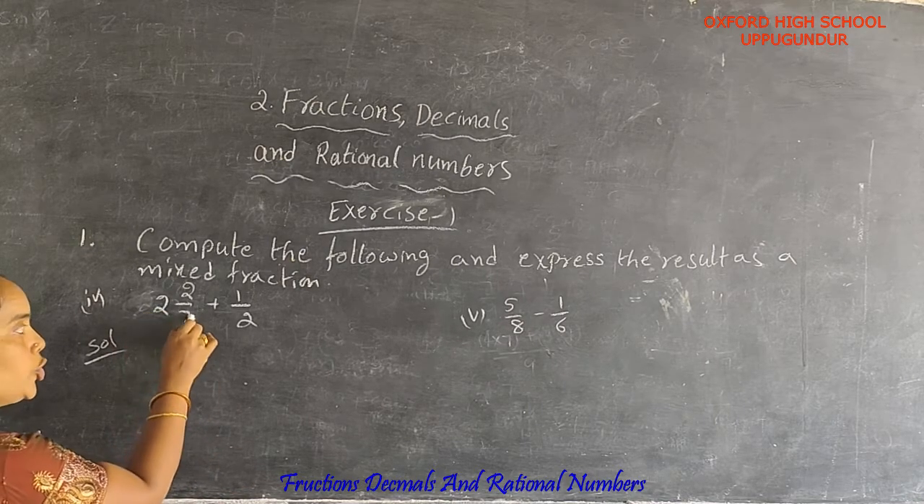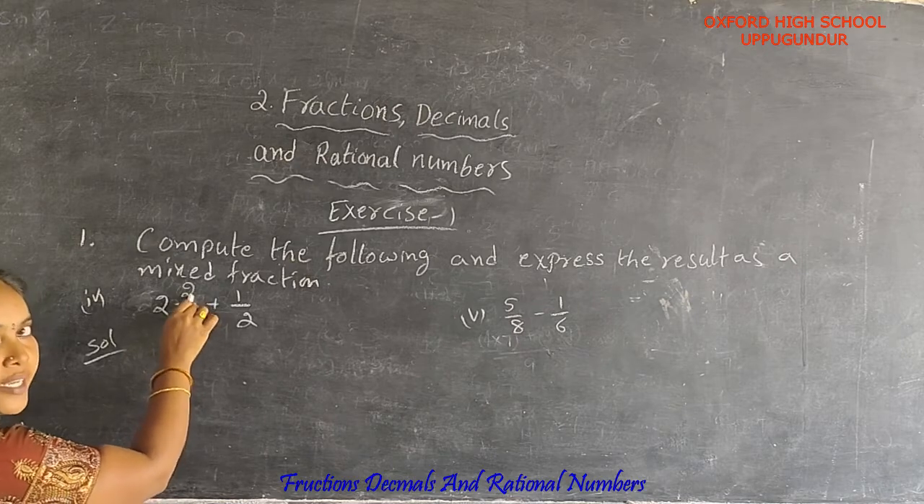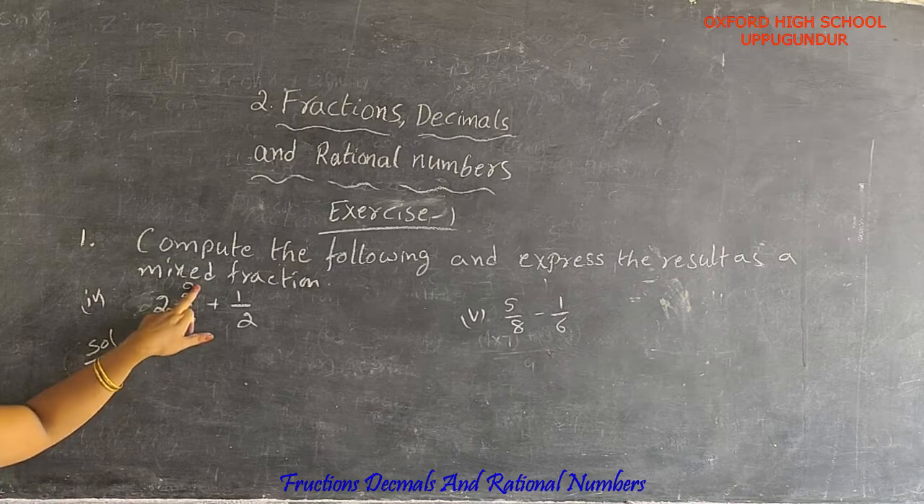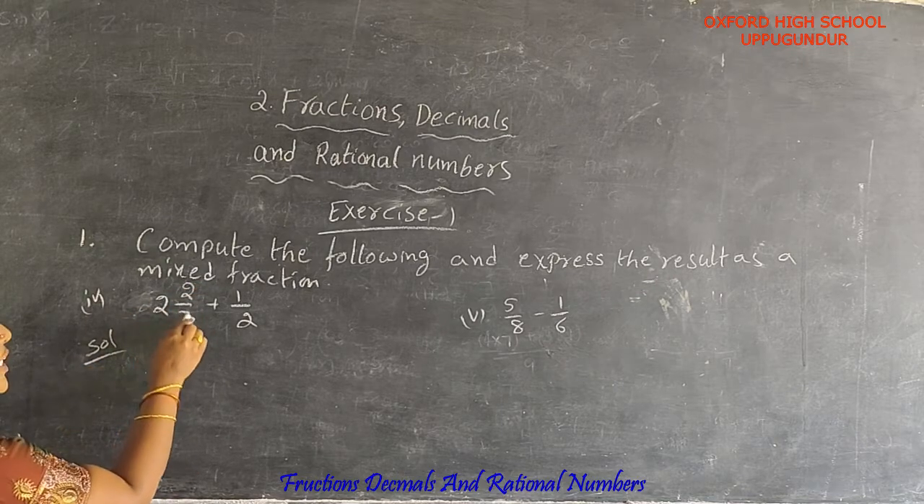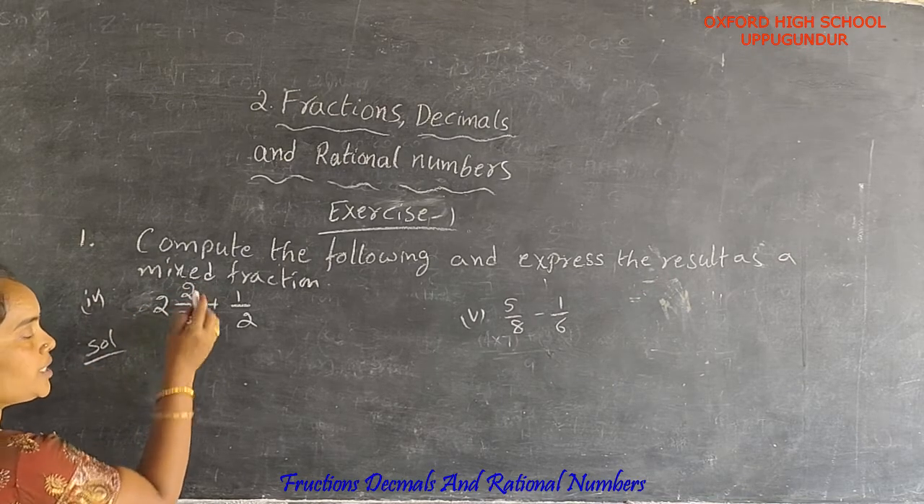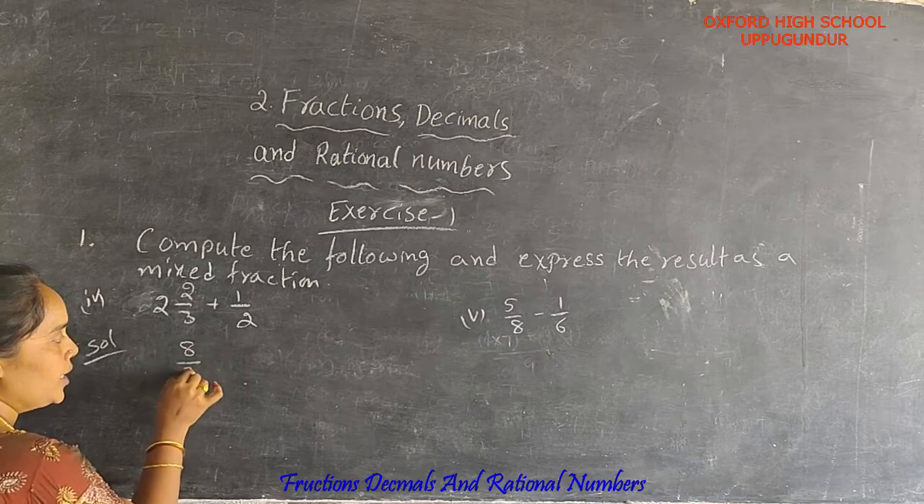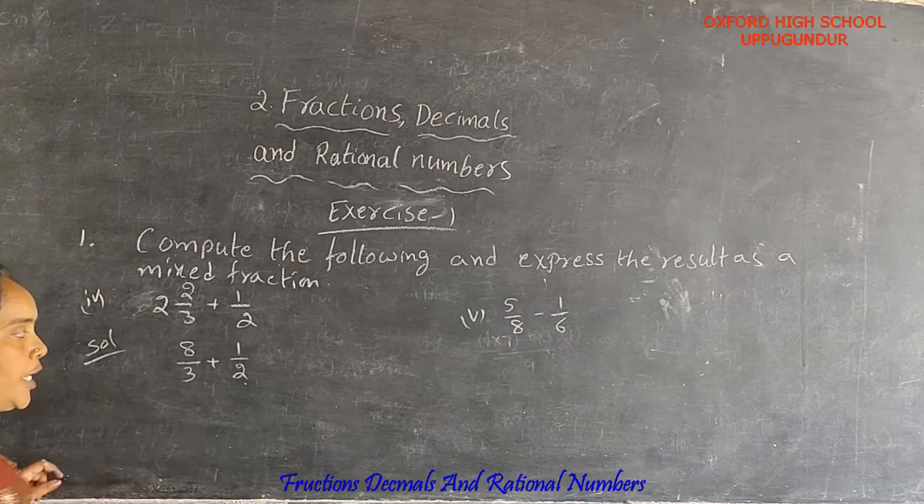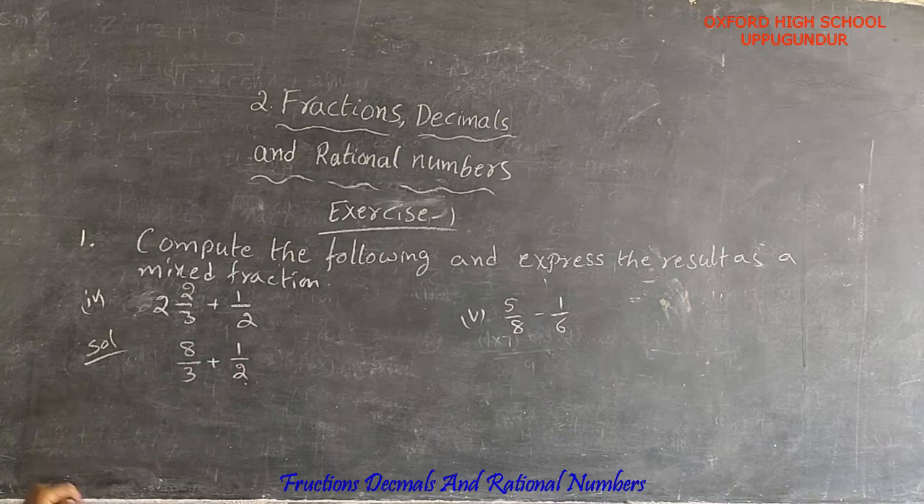Integral part into denominator plus numerator. So 2 3s are 6. 6 plus 2 is 8. 8 by 3. 8 by 3 plus 1 by 2.